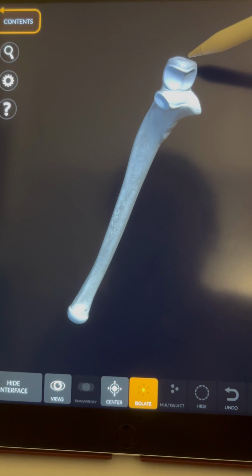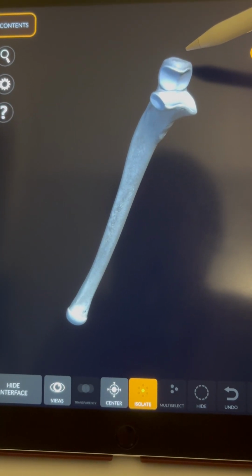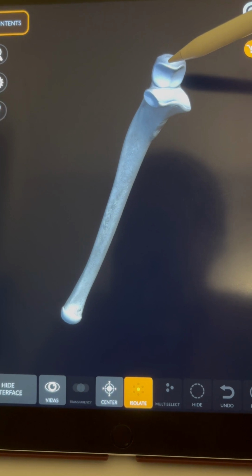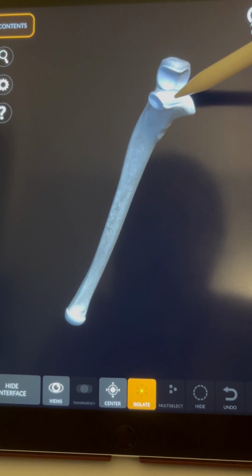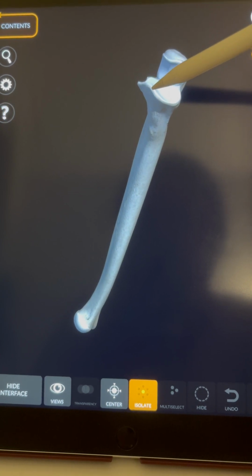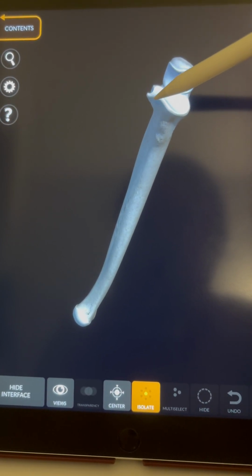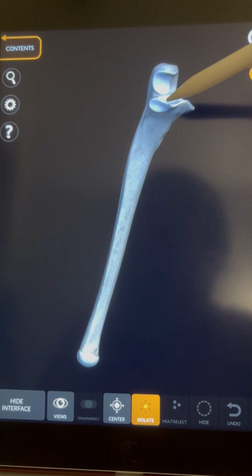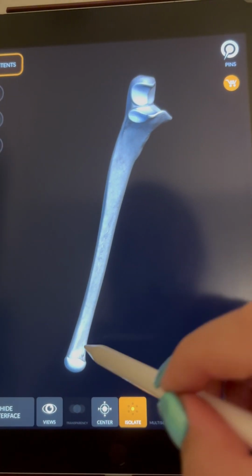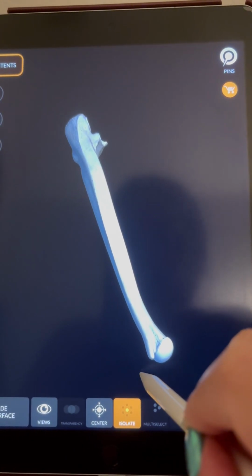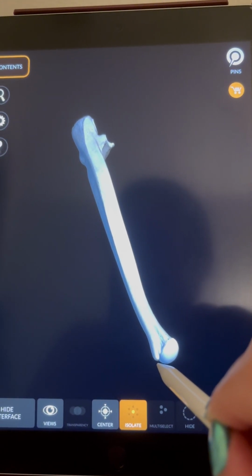From the top you have the olecranon process, and then in here you have the trochlear notch, and then here you have the coronoid process right here, and then right beside it you have the radial notch, and then right below it this pointy projection here is called the styloid process.